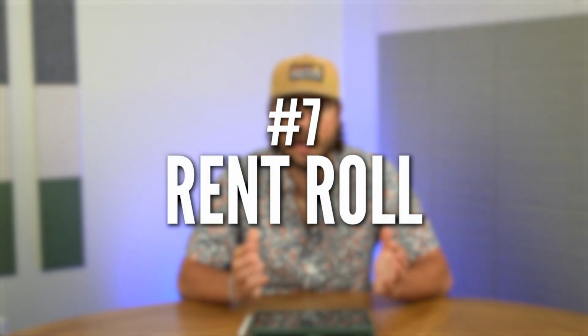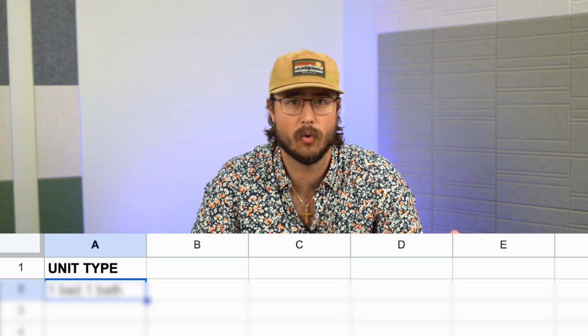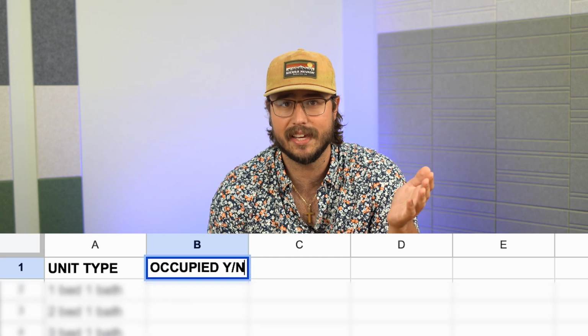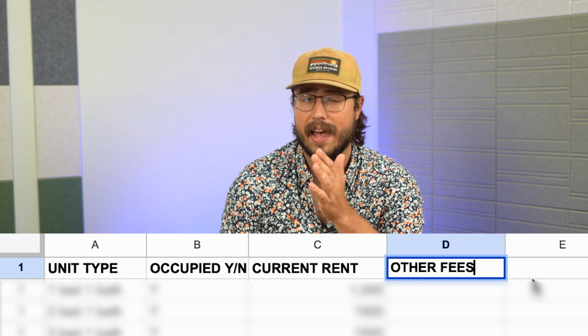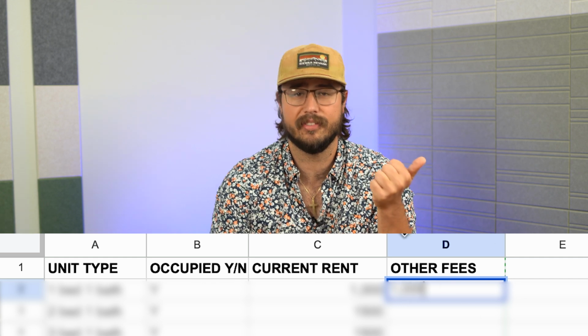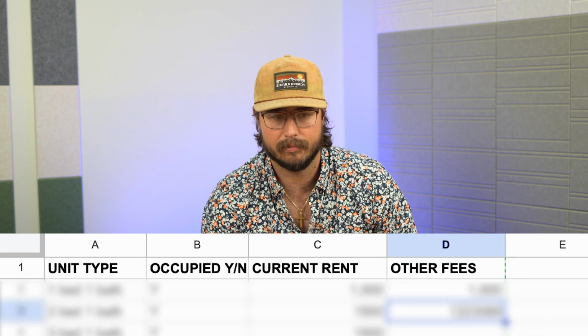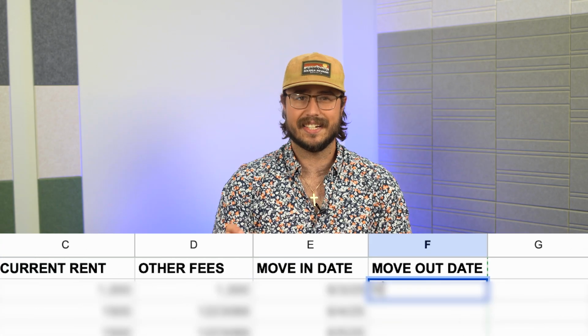Number 7, rent roll. This is just a spreadsheet of who is in the unit. What type of unit it is. Is it a 2-bed, 1-bath? So I like to get the unit type. Is it occupied or is it vacant? What is the rent that they're paying? Are they paying any other fees, a parking fee, a pet fee, a utility reimbursement fee, their move-in date and move-out date. And then ideally it also has security deposits in there as well.